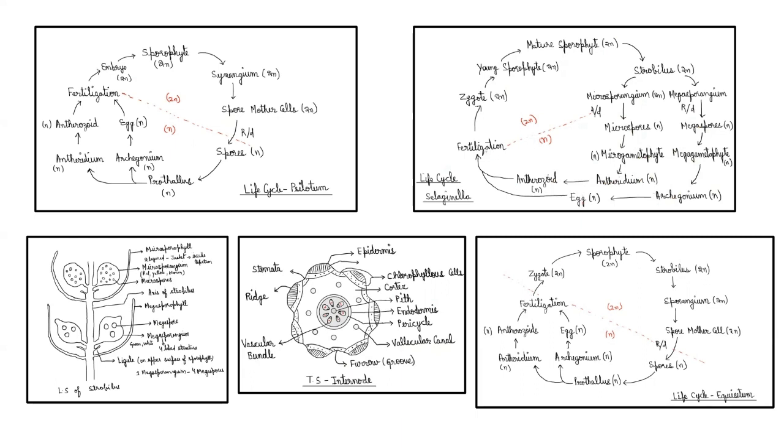These will fuse to form a zygote. Then the zygote will form a young sporophyte. The young sporophyte will give rise to a mature sporophyte. So this is the life cycle that you should be aware of.